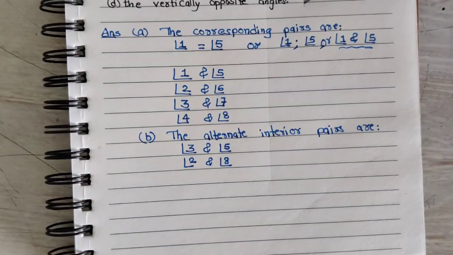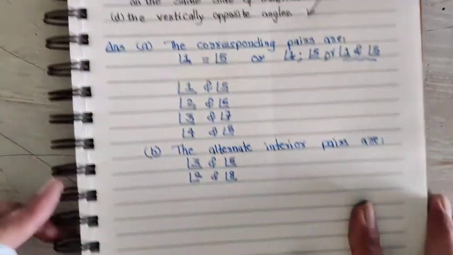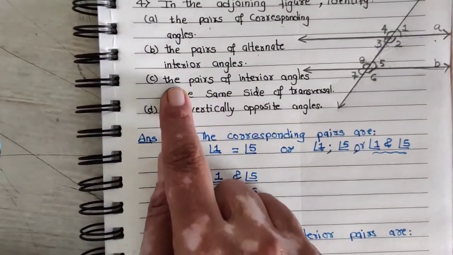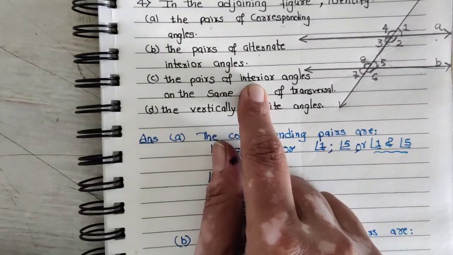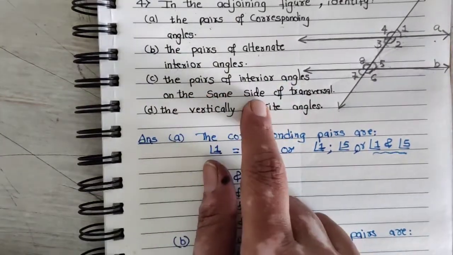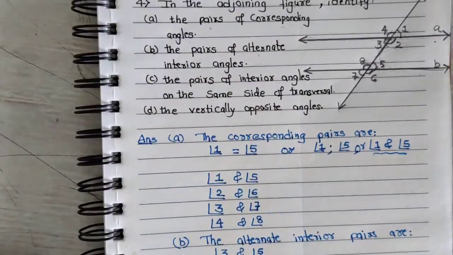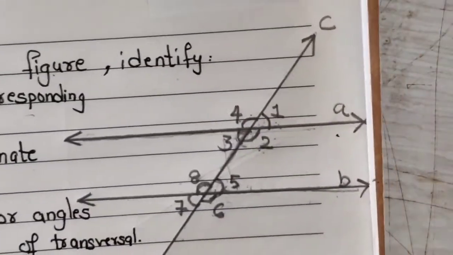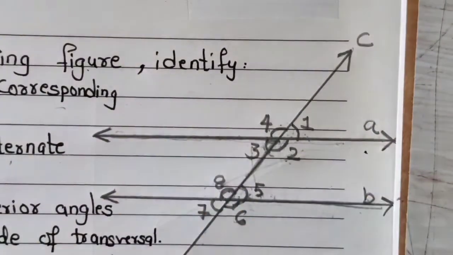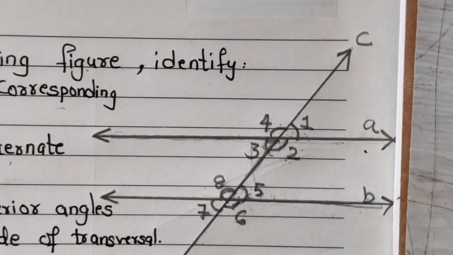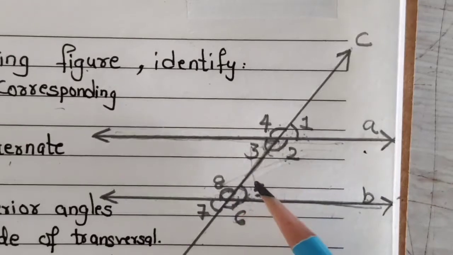Now let us move on again to the third question, that is number C. Now we have to find the pair of interior angles on the same side of transversal. So here is the figure again. Now again interior side, so we have to be in between A and B. हमें A और B के interior यानी बीच में ही वो दोनों ढूंढने हैं. Now once we had found alternate, हम same को interior angles तो नहीं कह सकते, right.